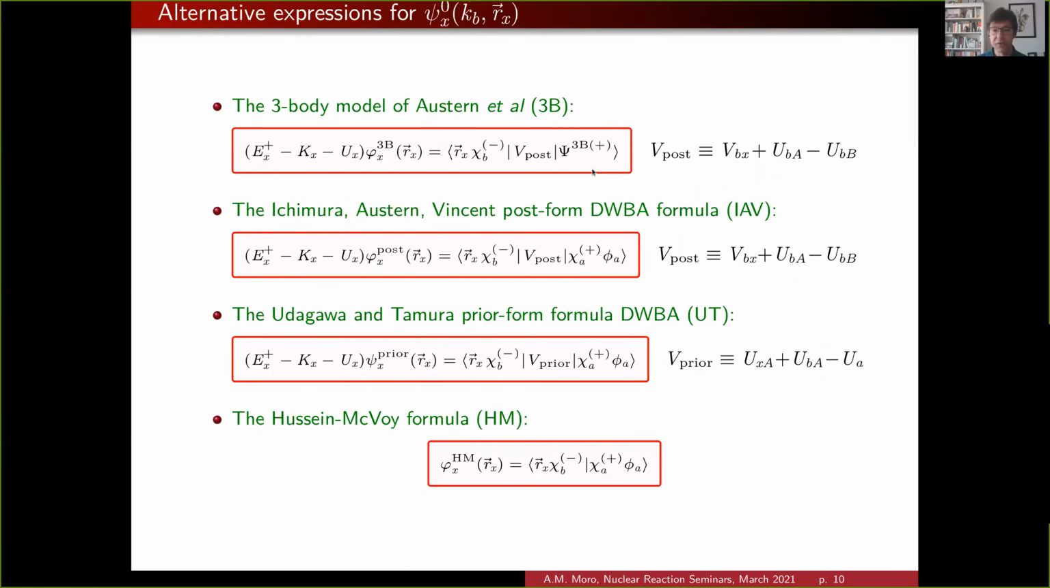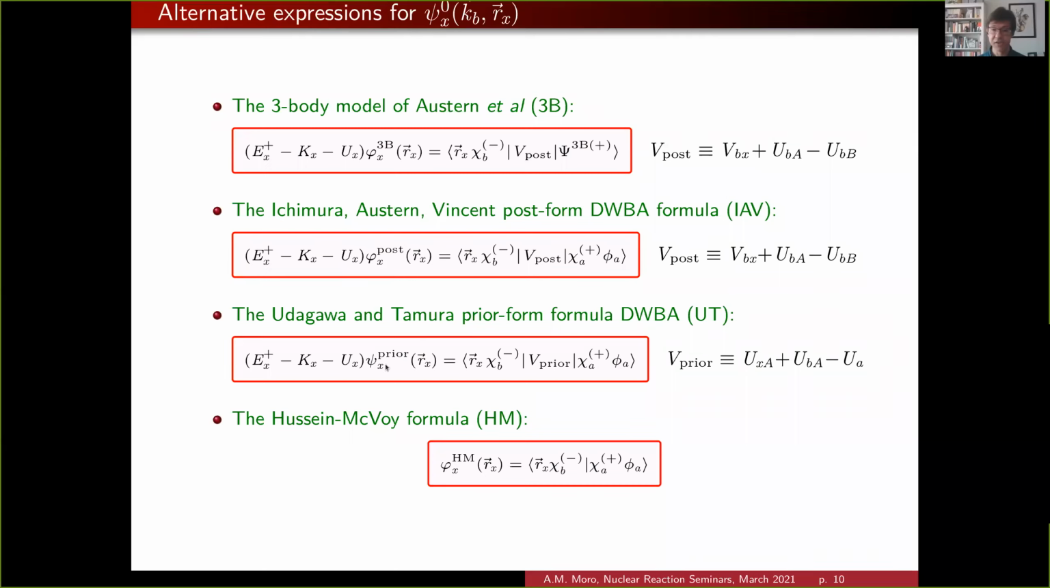Or if we want to do a bit simpler, we approximate this by the usual DWBA factorization, which means the product of some distorted wave of the projectile times the internal wave function of the projectile. And this provides us with a sort of DWBA version of this expression here. This is actually the Ichimura-Austern-Vincent expression that I will use for the rest.